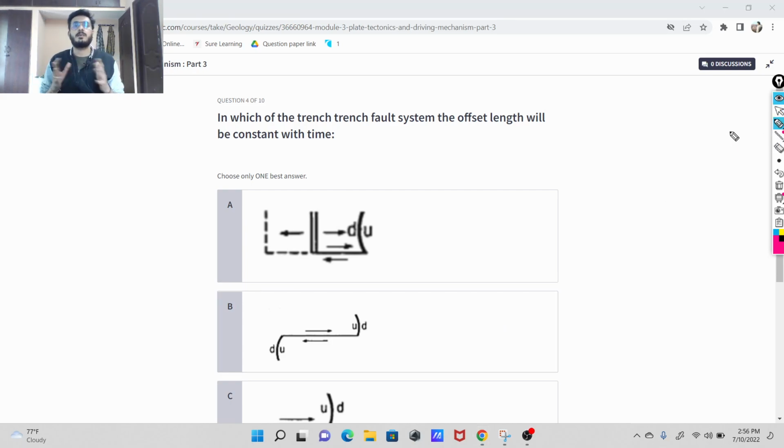If you analyze the module, I have focused in great detail on each and every topic, so that it will be very, very beneficial for students preparing for any exam related to geology, whether it be GSI, state-related geology exams, and very helpful for GATE. So let's see this question.